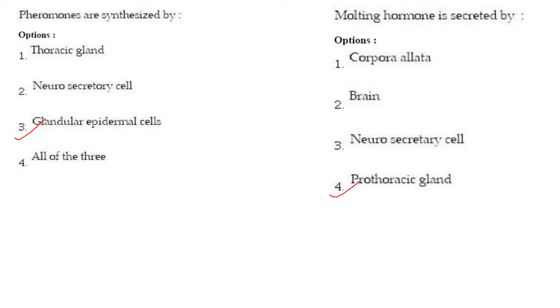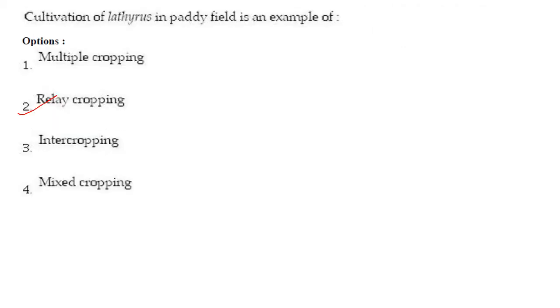Next one, molting hormone is secreted by: option 1 corpora allata, 2 brain, 3 neurosecretory cell, 4 prothoracic gland. Answer is option 4 prothoracic gland.